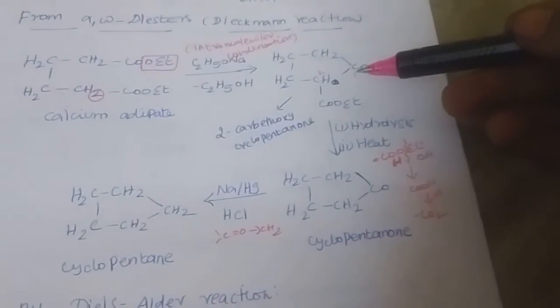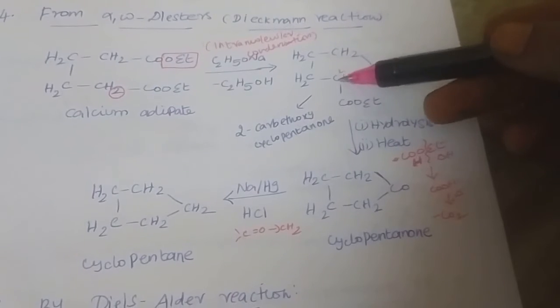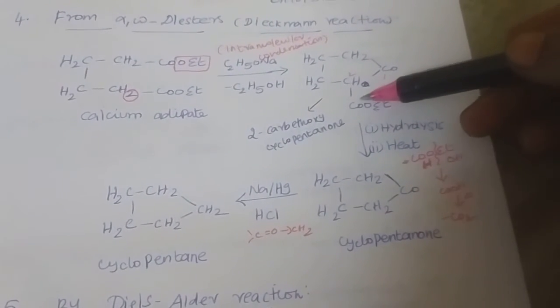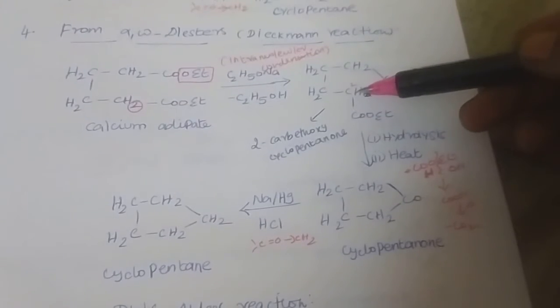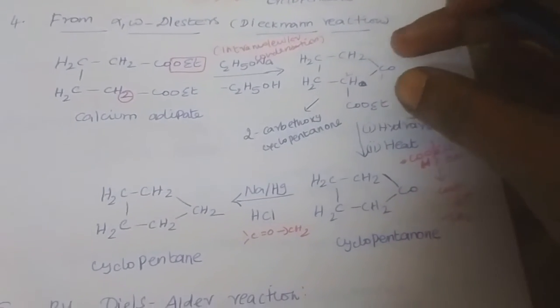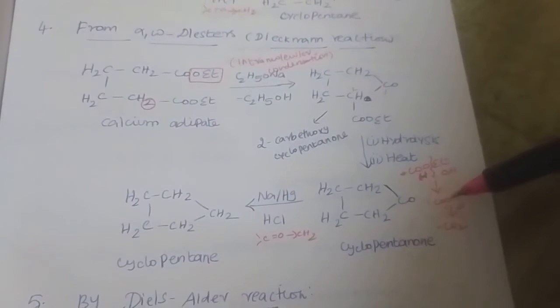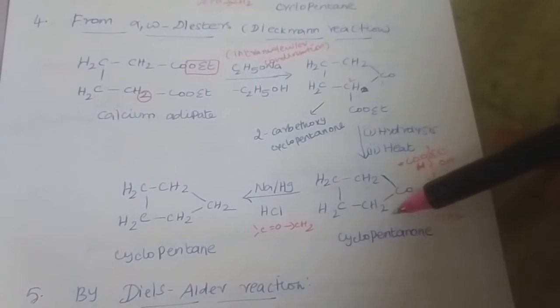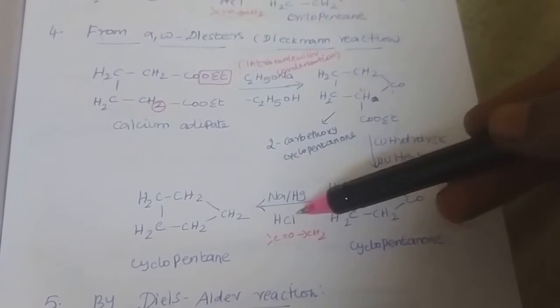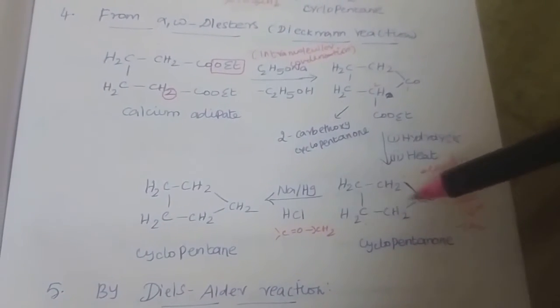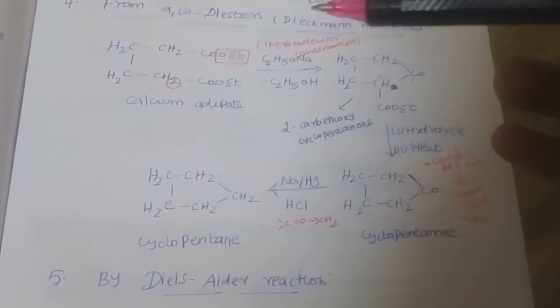You put the number 1, and in the second position a carboethoxy group is present. So you name it 2-carboethoxy cyclopentanone, which undergoes hydrolysis. This ester converts to acid. Then it is heated, and 1 mole of CO2 is removed. So here only hydrogen will be present, and when that hydrogen is added here, this CH changes to CH2. So CH2, CH2, CH2, CH2, CO, cyclopentanone. Then it undergoes Clemmensen reduction. The CO converts to CH2. You get cyclopentane.